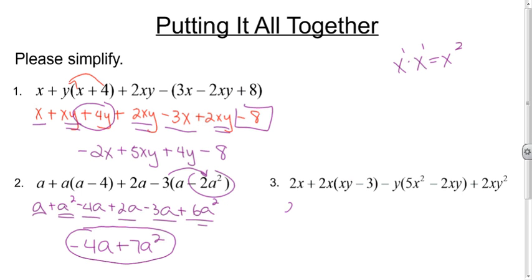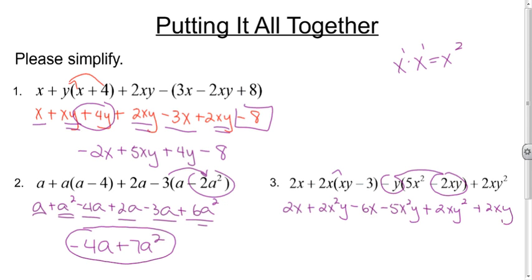Okay, so I'll start with distribution. So I'll bring down my 2x, and then I'm going to go plus 2x squared y minus 6x minus 5x squared y. Again, writing in alphabetical order to keep organization of my variables. Then I've got negative y times negative 2xy becomes positive 2xy squared, and bring down my plus 2xy squared. So now I have 2x minus 6x. In terms of those like terms, negative 4x.